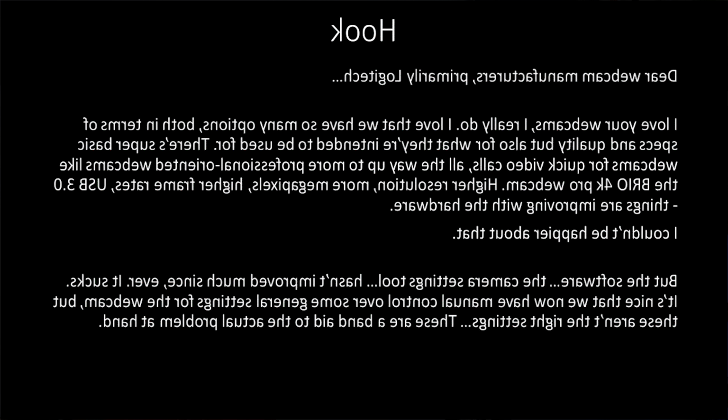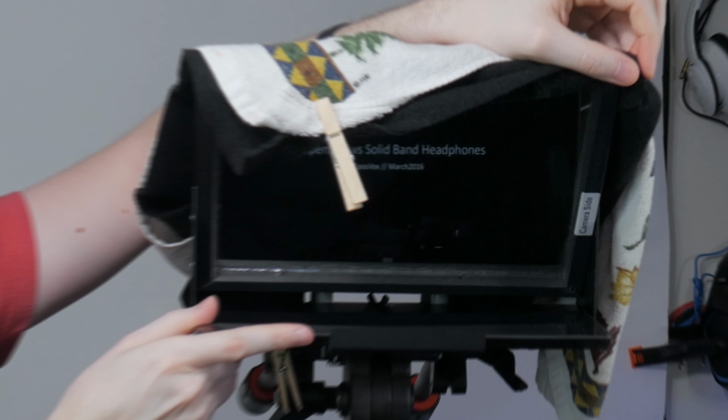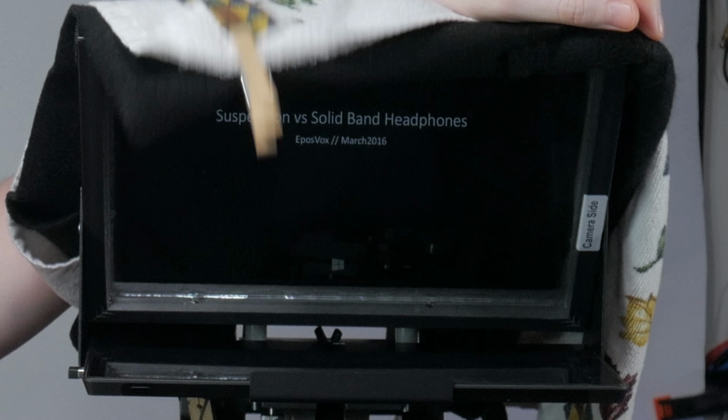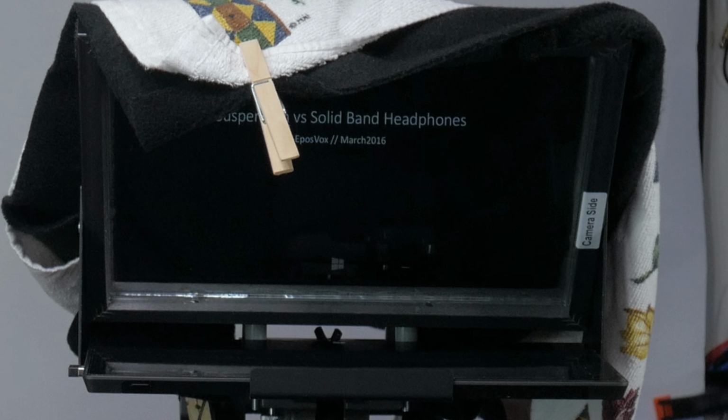Here, if I get this back up over top here so there's no light coming through the back of the glass, I don't know if you can see that. Probably not. There's text showing on the glass that only you can see by being in front of the camera, but the lens behind the camera cannot see.